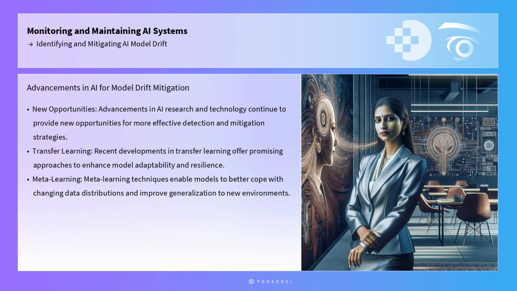Despite the challenges associated with model drift, advancements in AI research and technology continue to provide new opportunities for more effective detection and mitigation strategies. For instance, recent developments in transfer learning and meta-learning offer promising approaches to enhance model adaptability and resilience. By leveraging knowledge from related tasks or domains, these techniques enable models to better cope with changing data distributions and improve generalization to new environments.